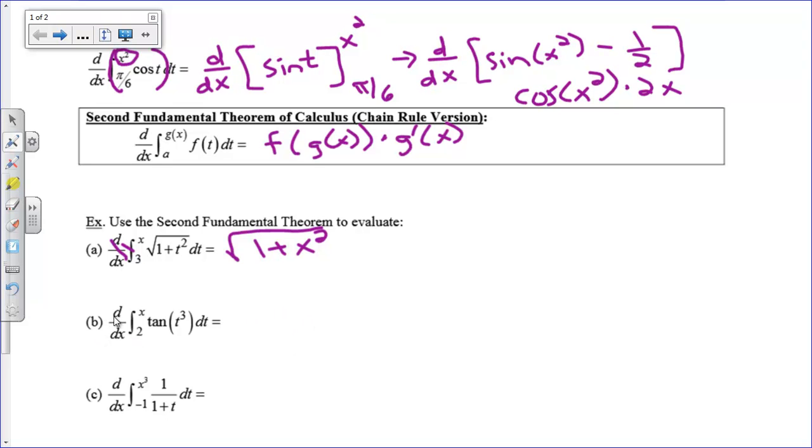So part B, the derivative and the integral basically cancel each other. We're going from 2 to x. I don't care if this is 2 or 3 or 5 as long as there's a number on the bottom. The x gets plugged in for t, so this becomes tangent of x cubed. And again, I don't have to multiply times 1.